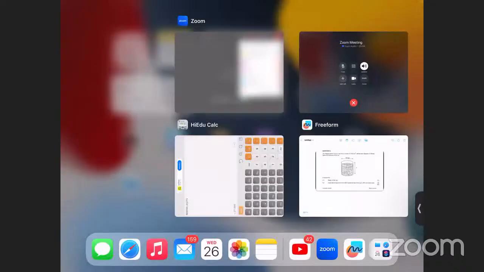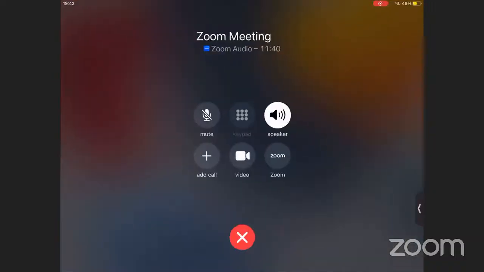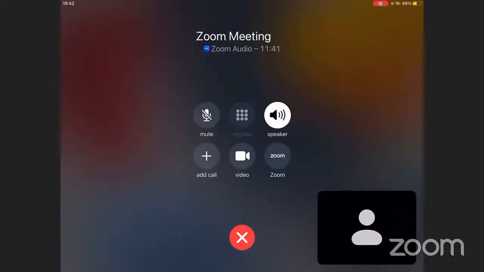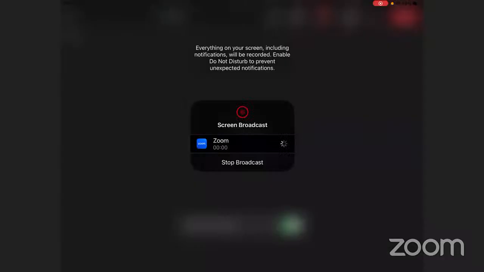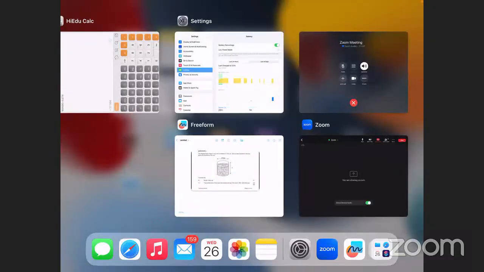Maybe let me quickly go to settings so that I can set this not to switch off. It was on low power mode. Okay, I think now it's sorted. Let me share my screen, start broadcast. So now they started broadcasting.